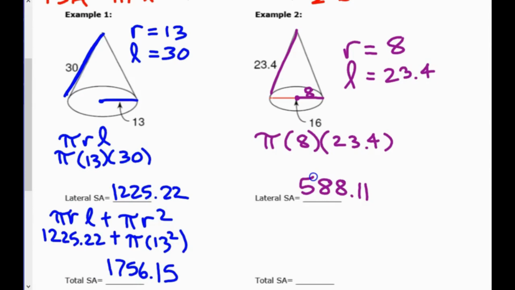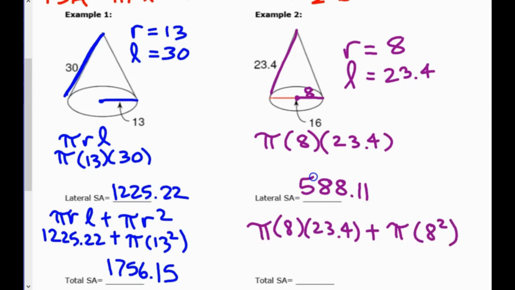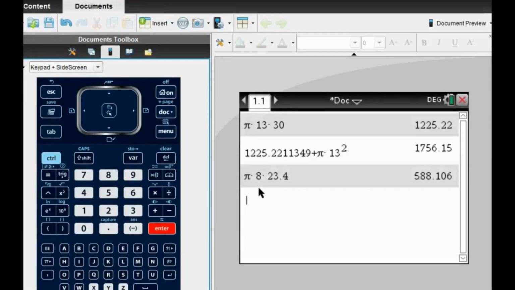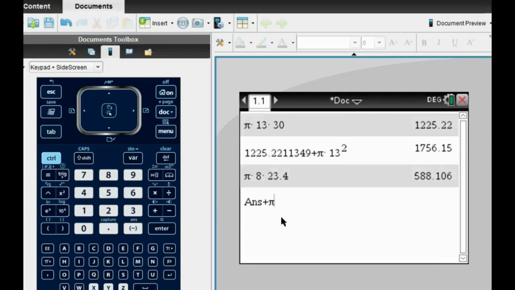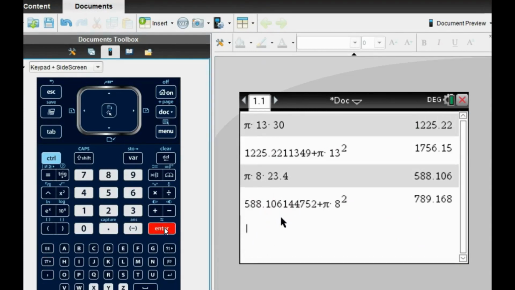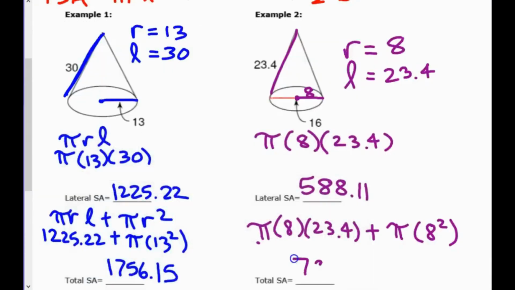And then we're going to do pi r L, same thing, plus pi r squared. We already know this one over here, so we just got to do plus pi 8 squared, right? Just like last time. So take that, plus pi 8 squared, 789.17 units squared, okay?